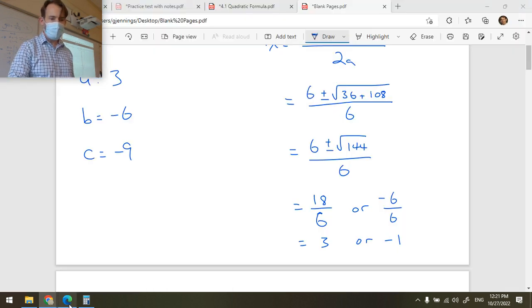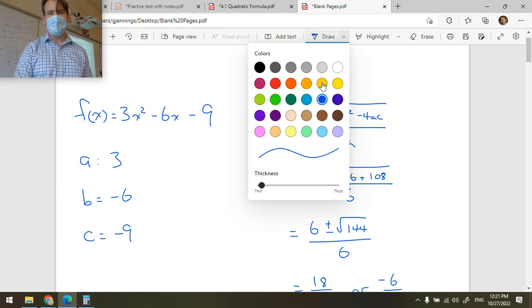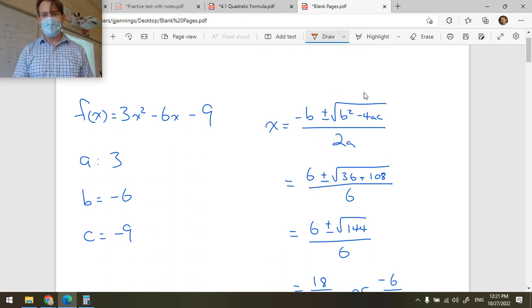But we can also use a part of the quadratic formula to find the vertex. And let me show you what we're doing here. Notice that this plus or minus business here is plus or minus that square root. That's the part of the quadratic formula.